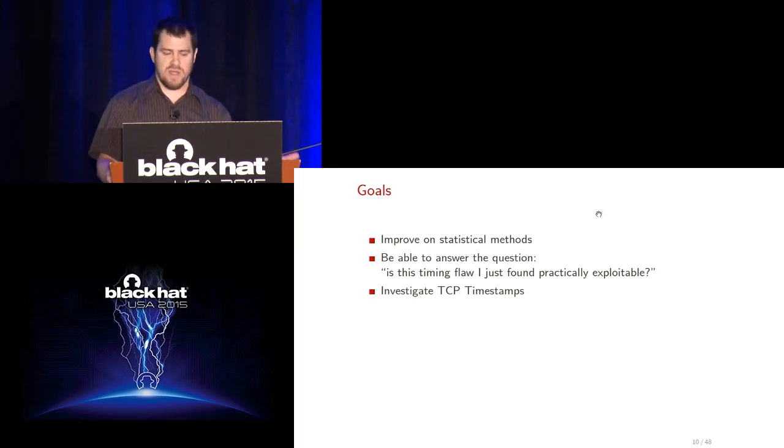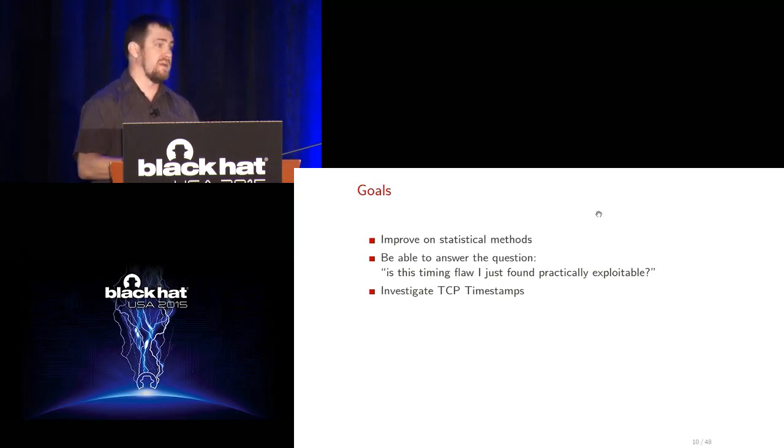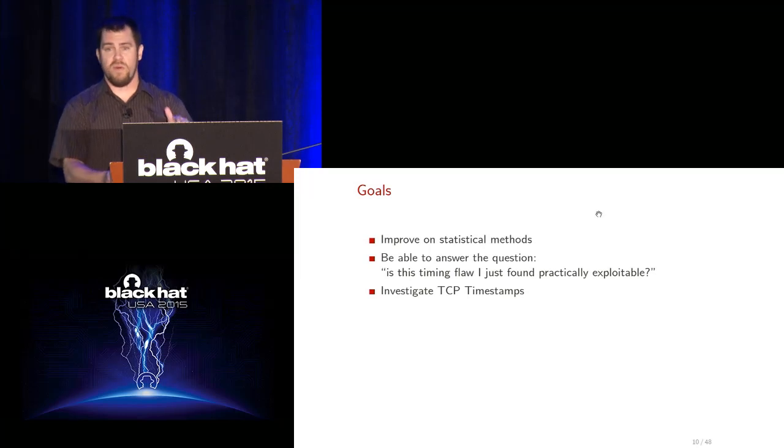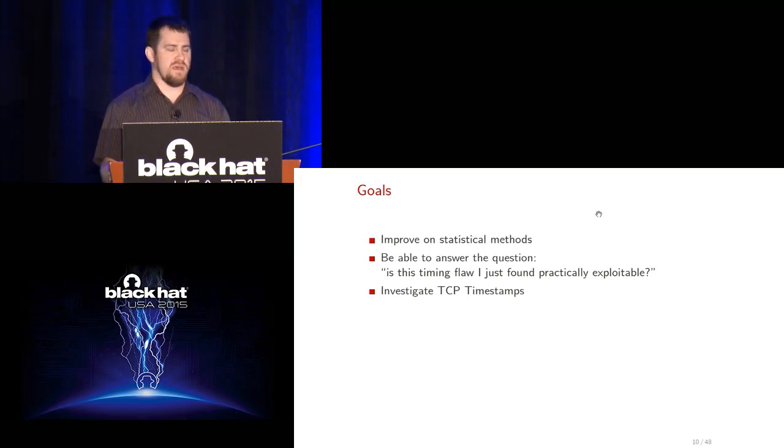So our goals: try to improve the statistical methods that are used to measure timing differences, and be able to answer the question for a pen tester in the time frame of a pen test: is this timing flaw actually exploitable? Can I actually tell my customer that yes, this is something you need to fix right away, or this is really just something theoretical that would only be doable in 2 months' time? And then we also wanted to investigate the use of TCP timestamps, and if those timestamps could be used to help make these attacks more efficient. Previous researchers had kind of left this as an open question.